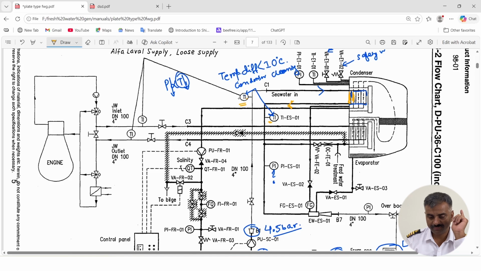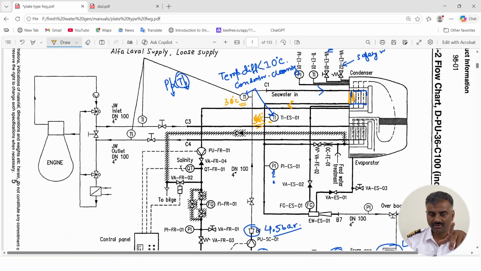Say the seawater entering is at 30 degrees centigrade. Suppose 30 degrees centigrade seawater is going into the condenser, and the condenser seawater outlet temperature is 40 degrees centigrade. It is okay. Say if it is 38 degrees centigrade, so there is only an 8 degrees centigrade increase in the temperature of the seawater when it has gone through the condenser and come out, only 8 degrees.